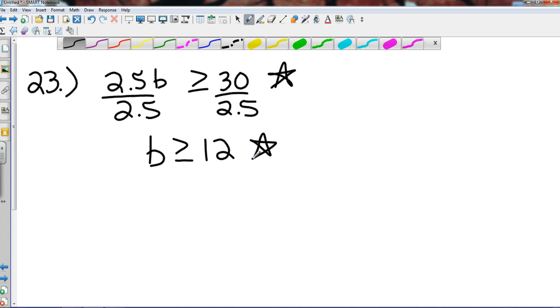Mr. Renault, it's always so much easier when you do the problems with us. But you won't be able to do them with us on the test tomorrow. That is correct. All right? Ask yourself the same questions. What's my number going to be out to the right? What's my variable? Do I add, subtract, multiply, divide?